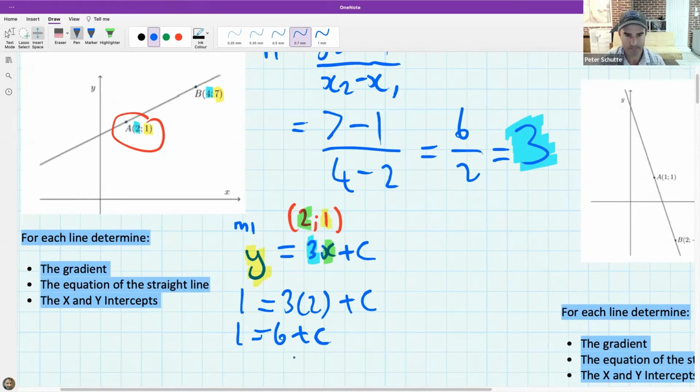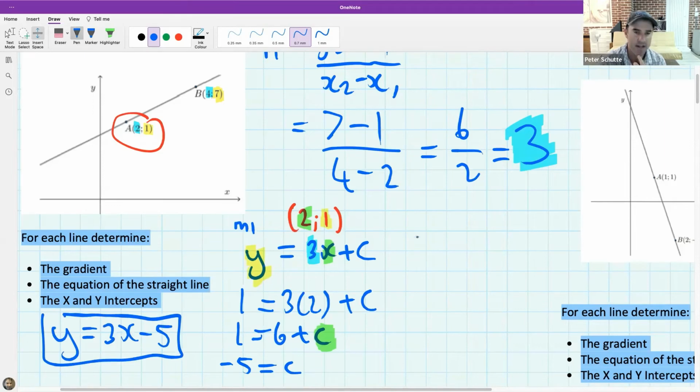However, what I need to do is get c by itself. And so in order to do that, I need to take away 6 from both sides. If I take away 6 from both sides, I get minus 5 is c. And so my final answer is the straight line is y equals 3x minus 5. That is what we call method 1.